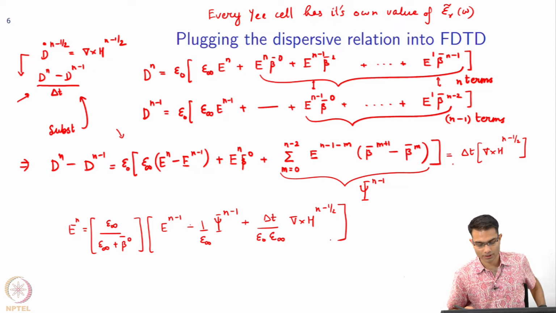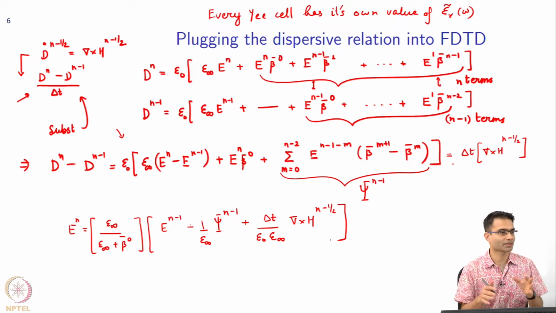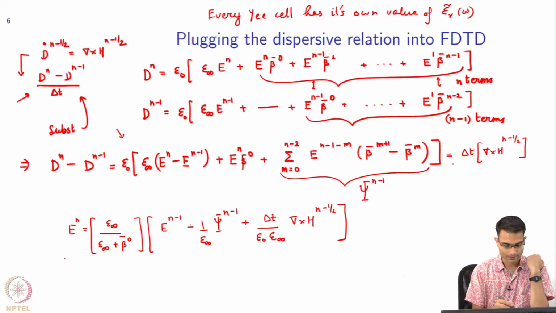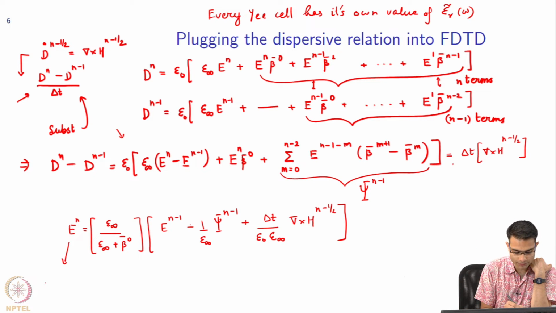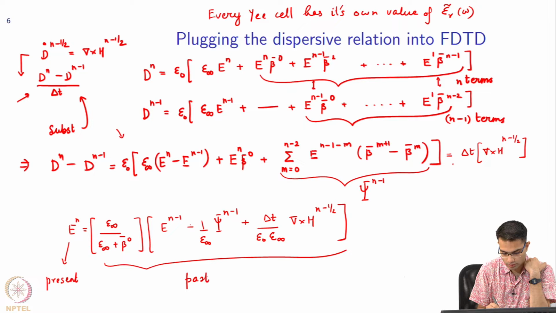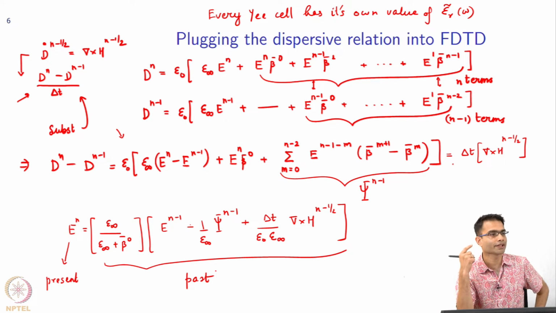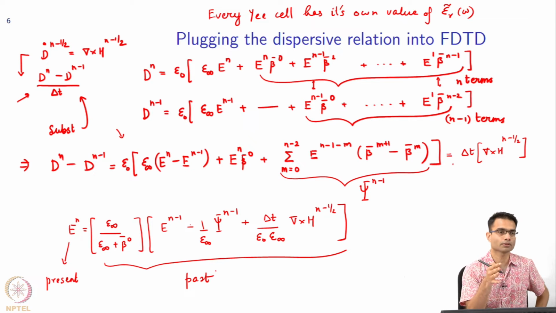So, you can see part of the reason why I introduced this capital psi, just to make this expression look a little bit compact, otherwise it will look very ugly. From the FDTD philosophy, I have, let us say, the present, and this whole thing is the past. So, the philosophy in FDTD has been to use the past to get to the present, one time step at a time.